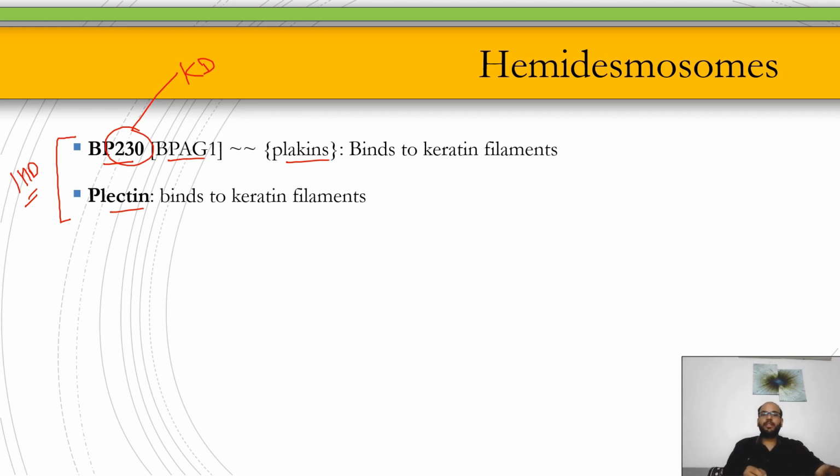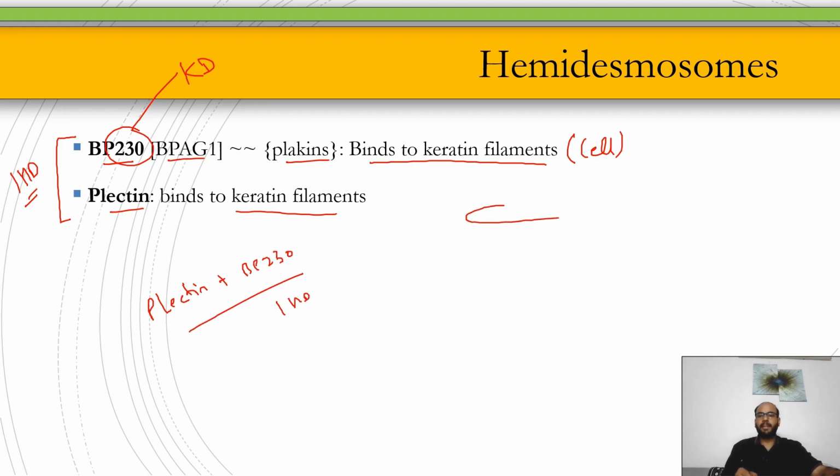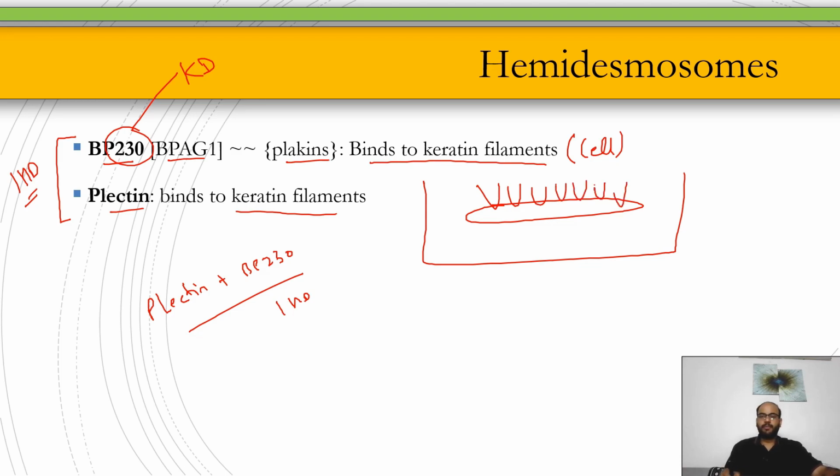So BP230 binds to keratin filaments which are present inside the cell. The plectin also binds to keratin filaments, and plectin plus BP230 forms the inner hemidesmosomal membrane, the plate which is inside the cell, and attaches the keratin filaments. Clear? Let's move forward.